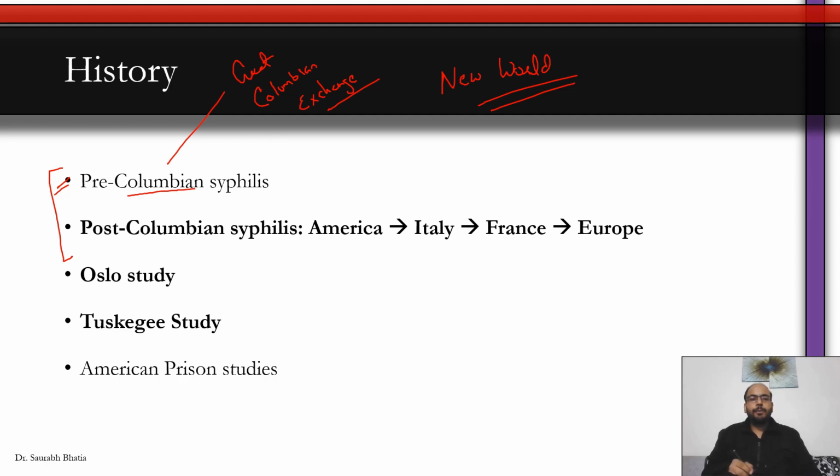So that led to post-Columbian syphilis. That means syphilis as a disease traveled from America via Christopher Columbus and reached Italy. And after Italy, it spread to France, and from France, the whole of Europe was affected by syphilis.